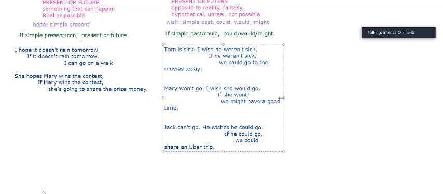Okay, do you have any questions so far? So very simple. Present with present or future. Past with modals in past.